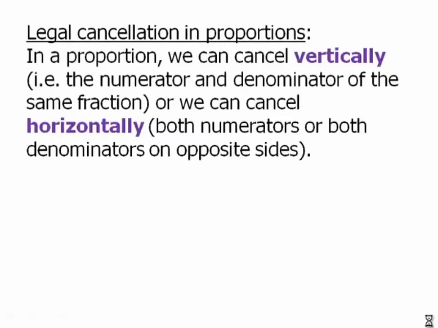So we can summarize. In a proportion, we can cancel vertically, numerator and denominator of the same fraction, or we can cancel horizontally, both numerators or both denominators on opposite sides. So all that is what is legal to do. Let's talk about what's illegal now.